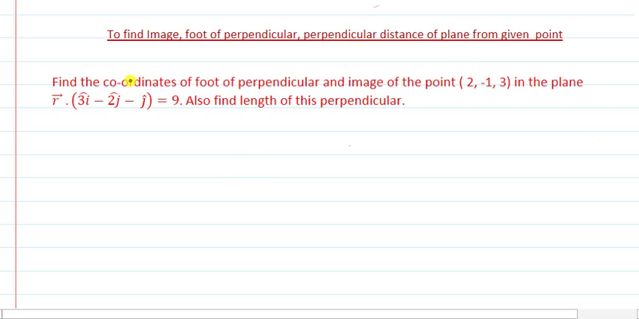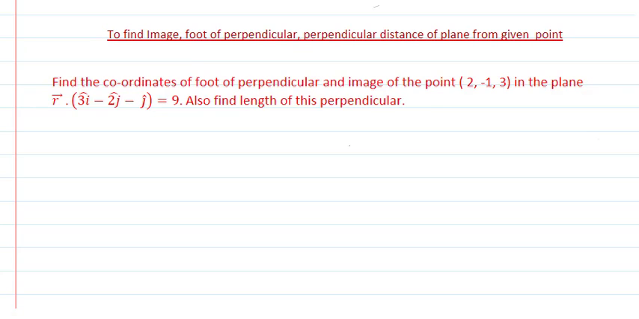The question is: find the coordinates of the foot of perpendicular and image of the point 2, minus 1, 3 in the plane r dot 3i cap minus 2j cap minus j cap is equal to 9. Also find the length of this perpendicular. So, all three things are asked in this question. Let me explain it with the help of one figure.